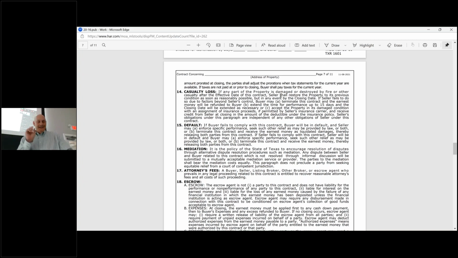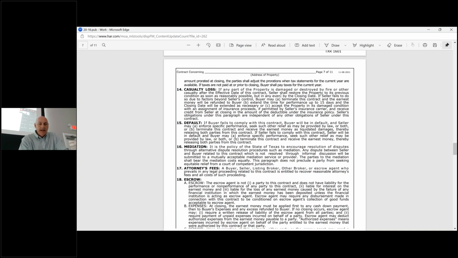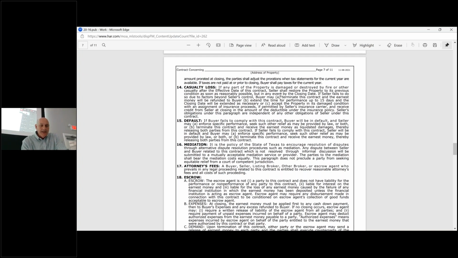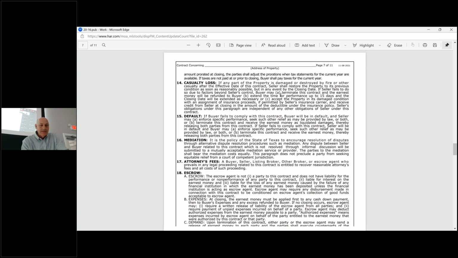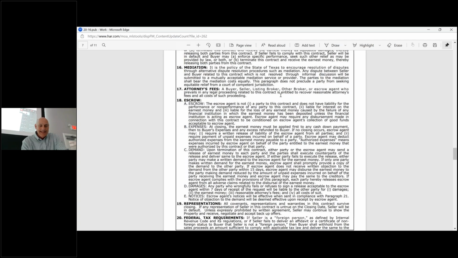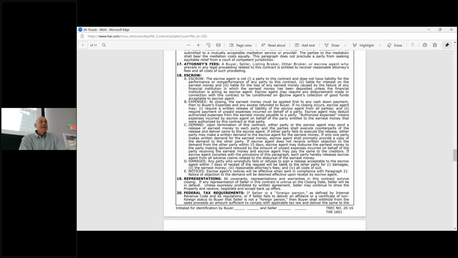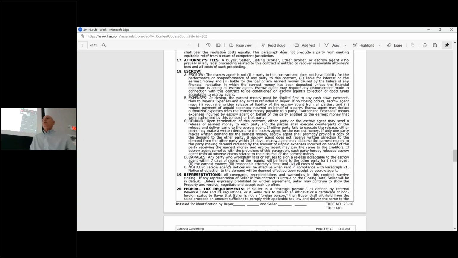But wait for it. This is beautiful. Let's keep going here. If seller fails to comply, oh, it's the same language there. Go down now to 18, paragraph 18. Let's say that the non-defaulting party wants to get the earnest money back. That's what they're going to do. I'm not going to sue you, but doggone it, I'm keeping the $5 grand.